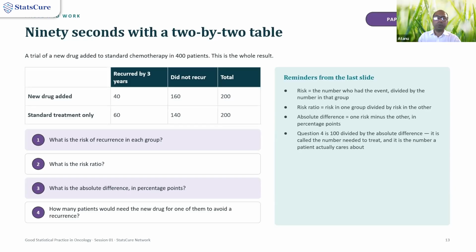Now this 100 can be split between new drug and standard drug, that is 40 out of 200 and 60 out of 200. So at the drug level, for the new drug the risk is 40 by 200, and for standard treatment it is 60 by 200. Whereas the risk ratio is 40 by 200 divided by 60 by 200. And in case of absolute difference, it is 40 divided by 200 minus 60 divided by 200.